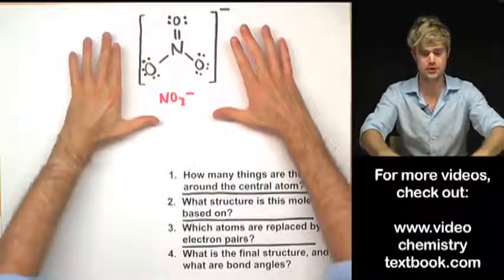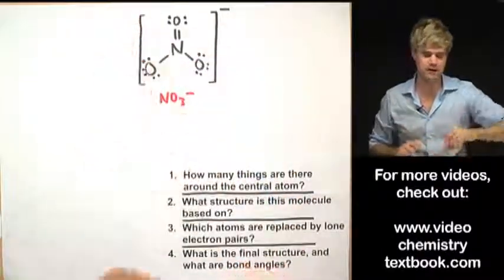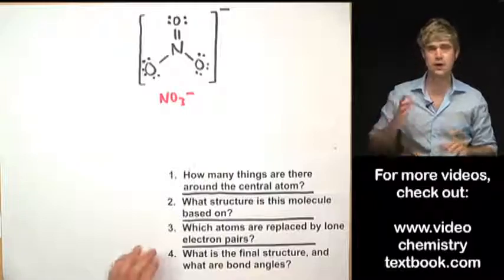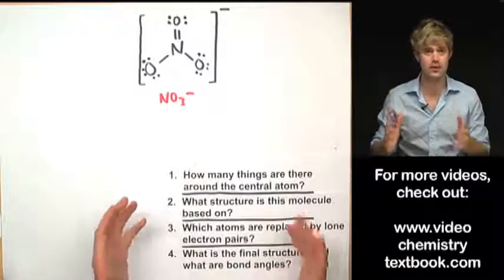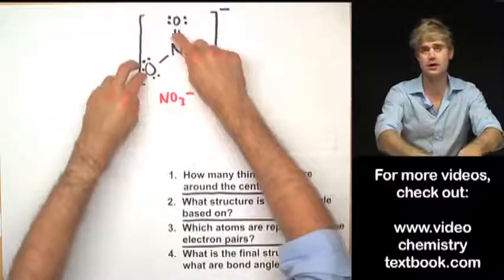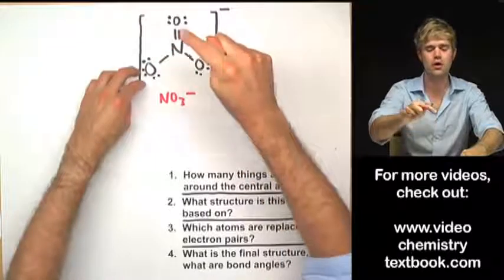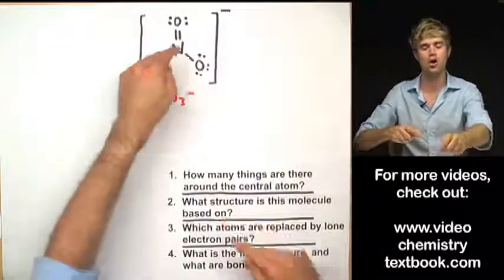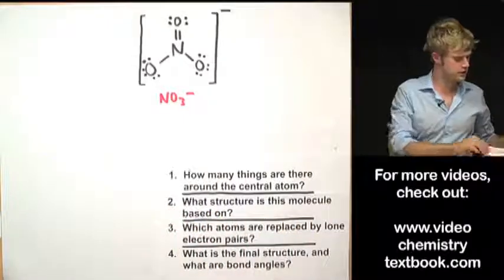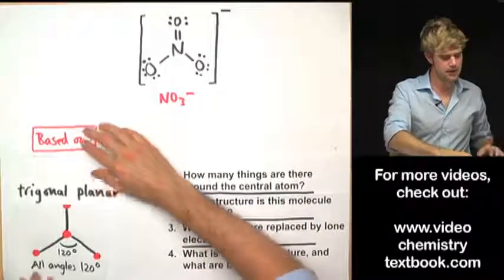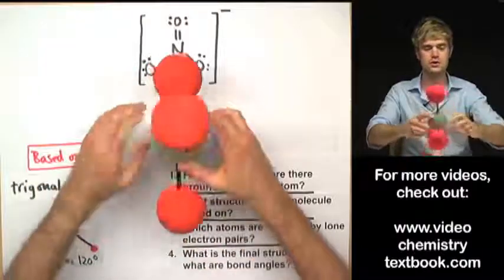NO3 1-. Remember, don't worry at all about the charge on this molecule. It doesn't matter for VSEPR at all. The first question that you should ask yourself is, number one, how many things are there around the central atom? There's a double bond here. Doesn't matter that it's a double bond, it's just a bond. So there are 1, 2, 3 bonds to other atoms around the central atom. So that means that for number 2, what structure is this molecule based on? It's going to be based on the trigonal planar shape, which looks like this.